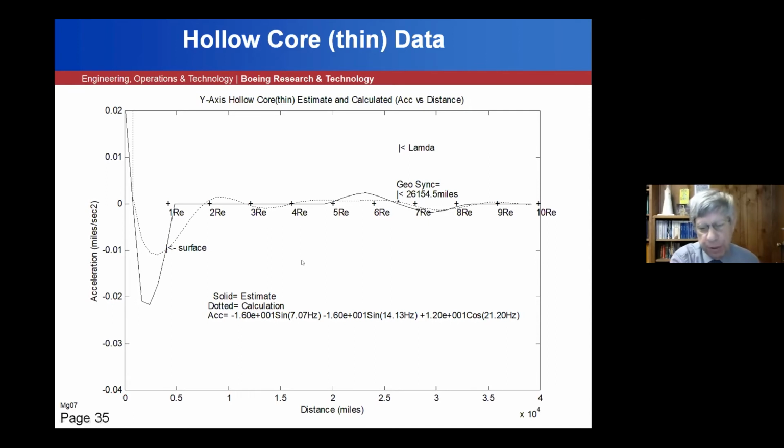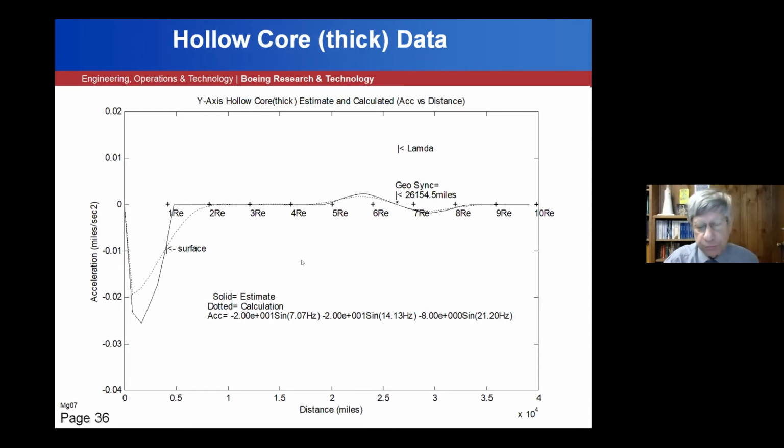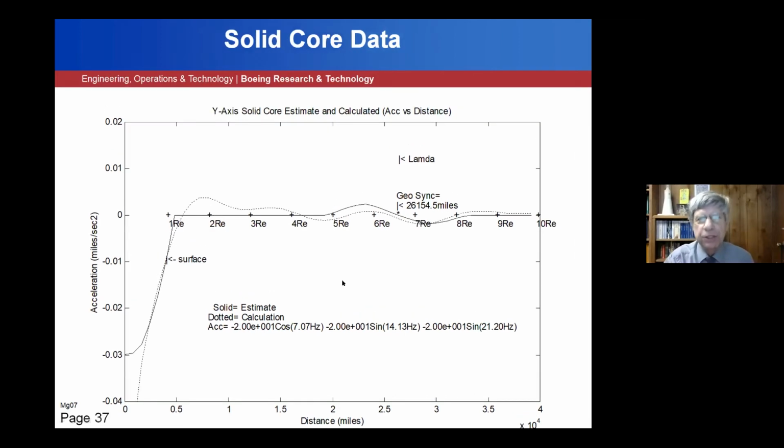So then we pick the next one, which is hollow core, which is the 0 acceleration point. And we come down, negative acceleration, and it goes through the surface marker, and it just lays right down flat on the picture, 1 to 1. It's minus 20 sine 707, minus 20 sine 14.3, minus 8 sine 21.20. So there's a very good possibility that that is the right one. And we'll check the other one just to make sure.